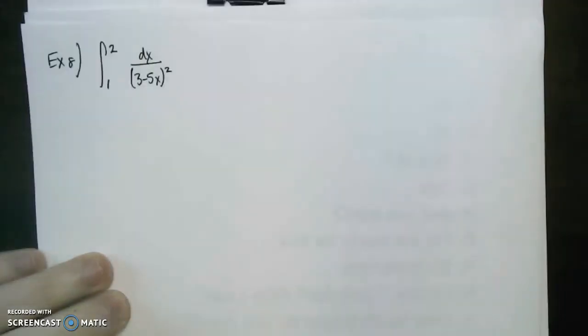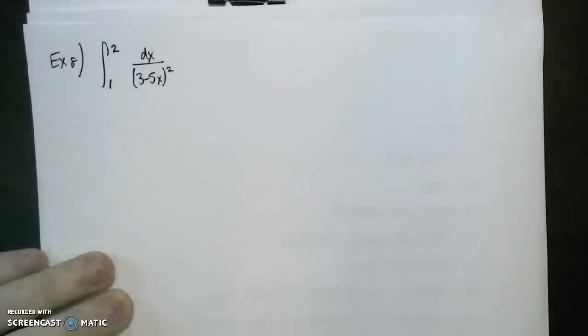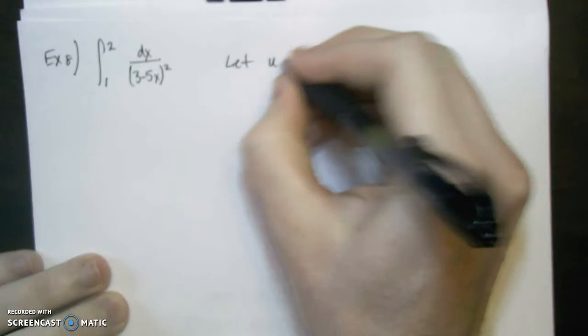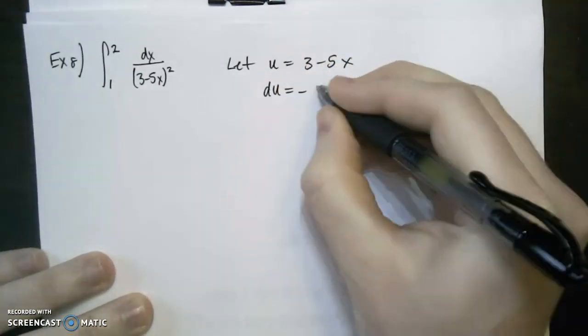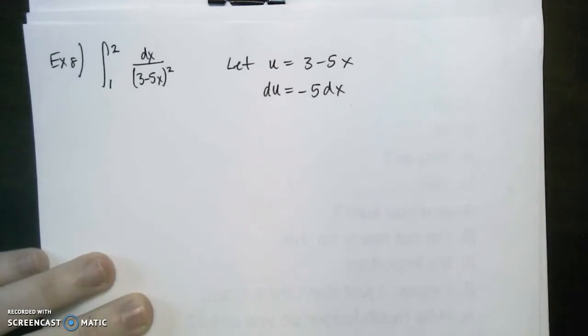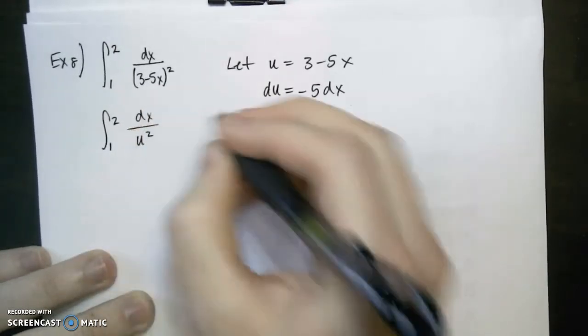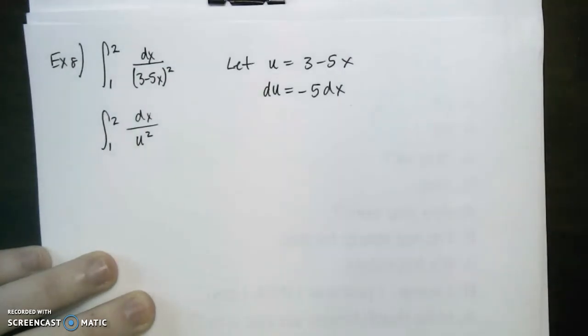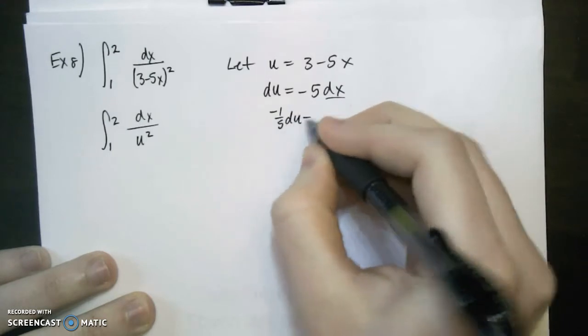Okay, example 8, we've got the integration from 1 to 2 of dx over (3 minus 5x) squared. So I'm going to let u be 3 minus 5x, and then du is going to be negative 5 dx. And so I'm going to go ahead and fill in the u, and then I need to get rid of dx. So if I solve for dx here, that would be negative 1/5 du.